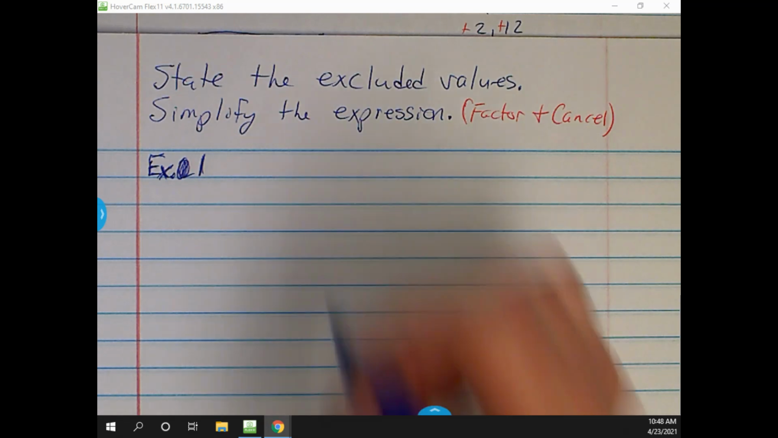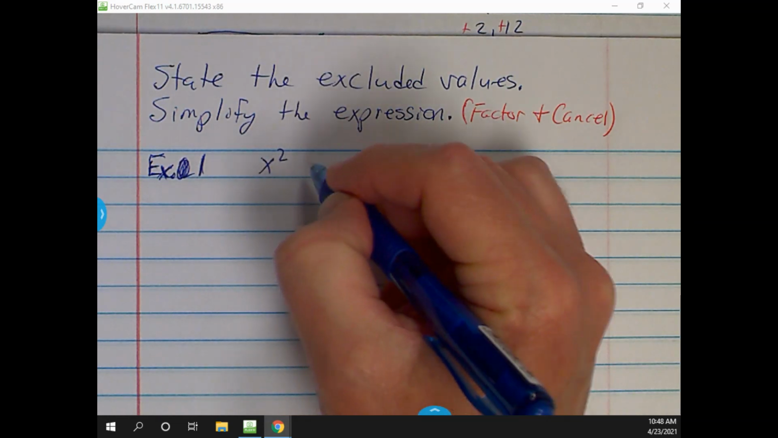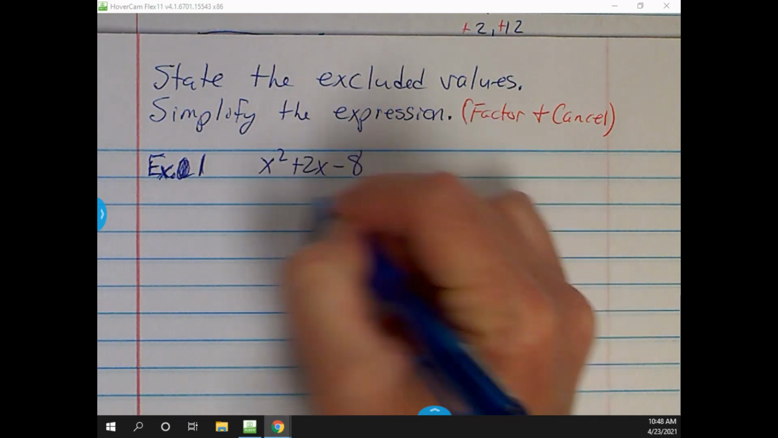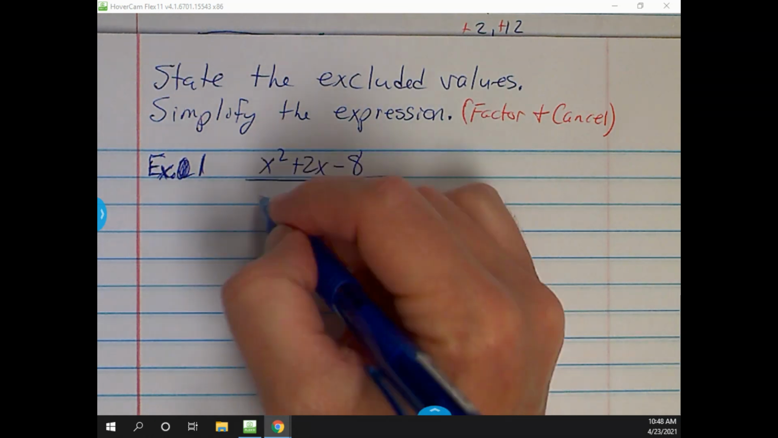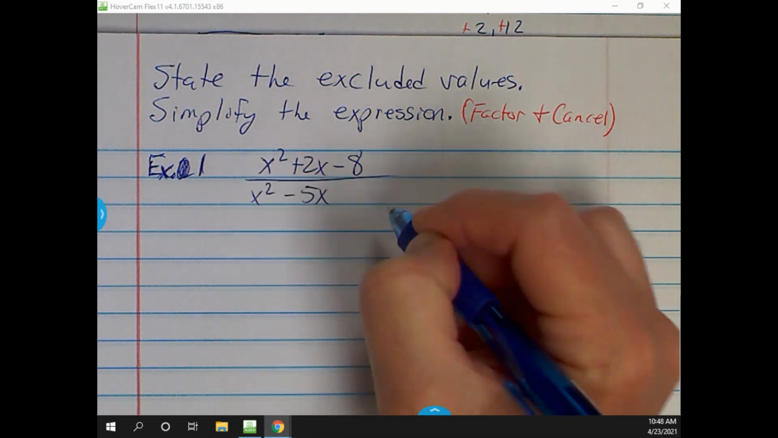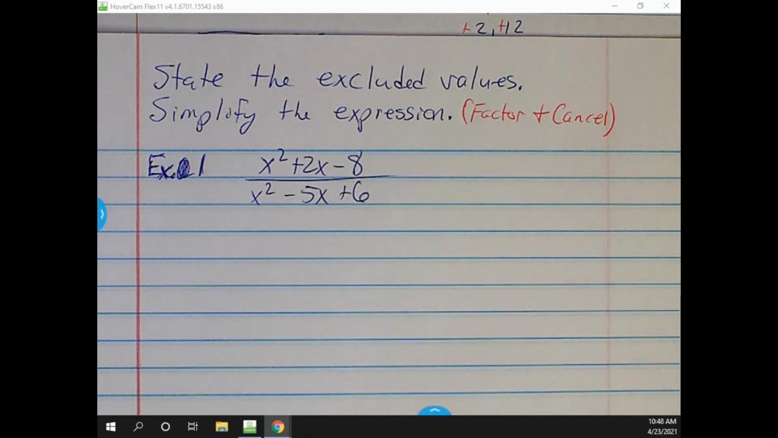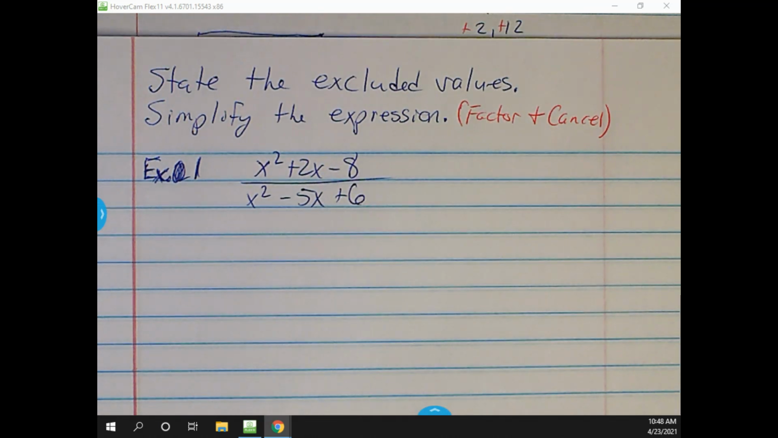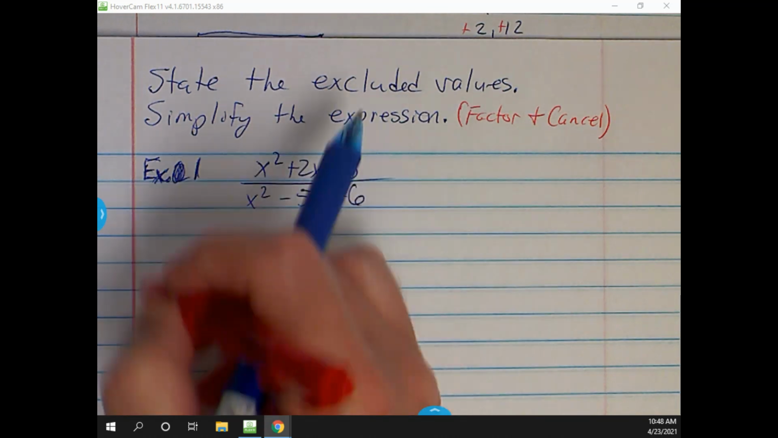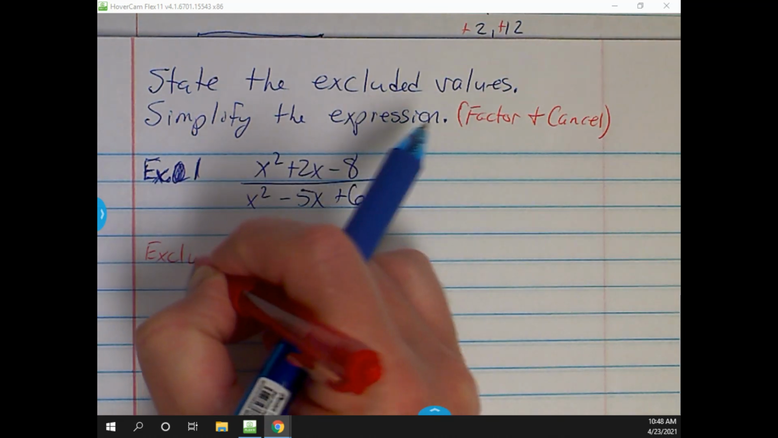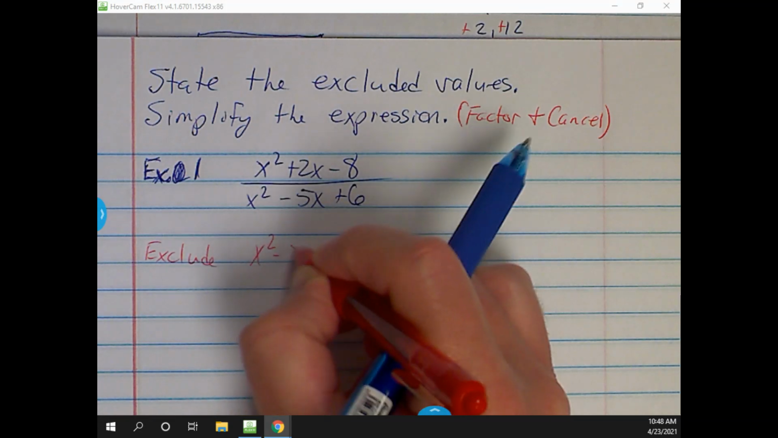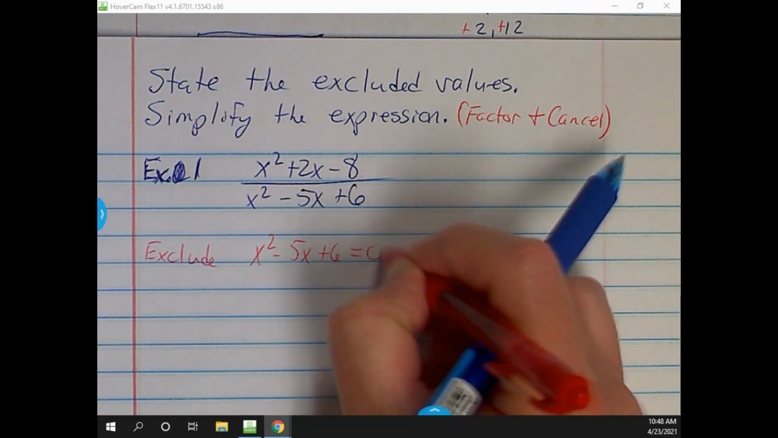All right, so for example 1, maybe something like this, where we've got x squared plus 2x minus 8 over x squared minus 5x plus 6. Okay, so very first thing we do, before we do the simplifying part, we've got to state the excluded values. So again, that's our denominator. So we're just going to exclude x squared minus 5x plus 6 equal to 0.